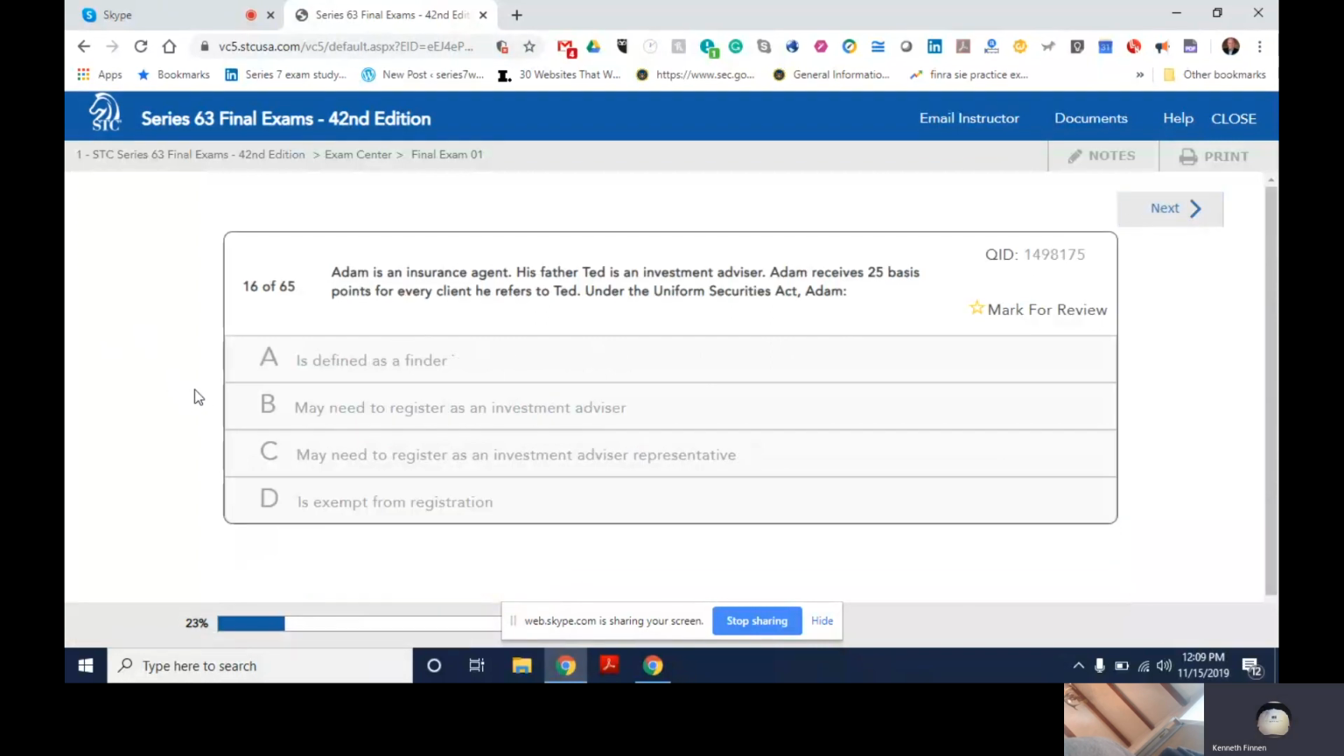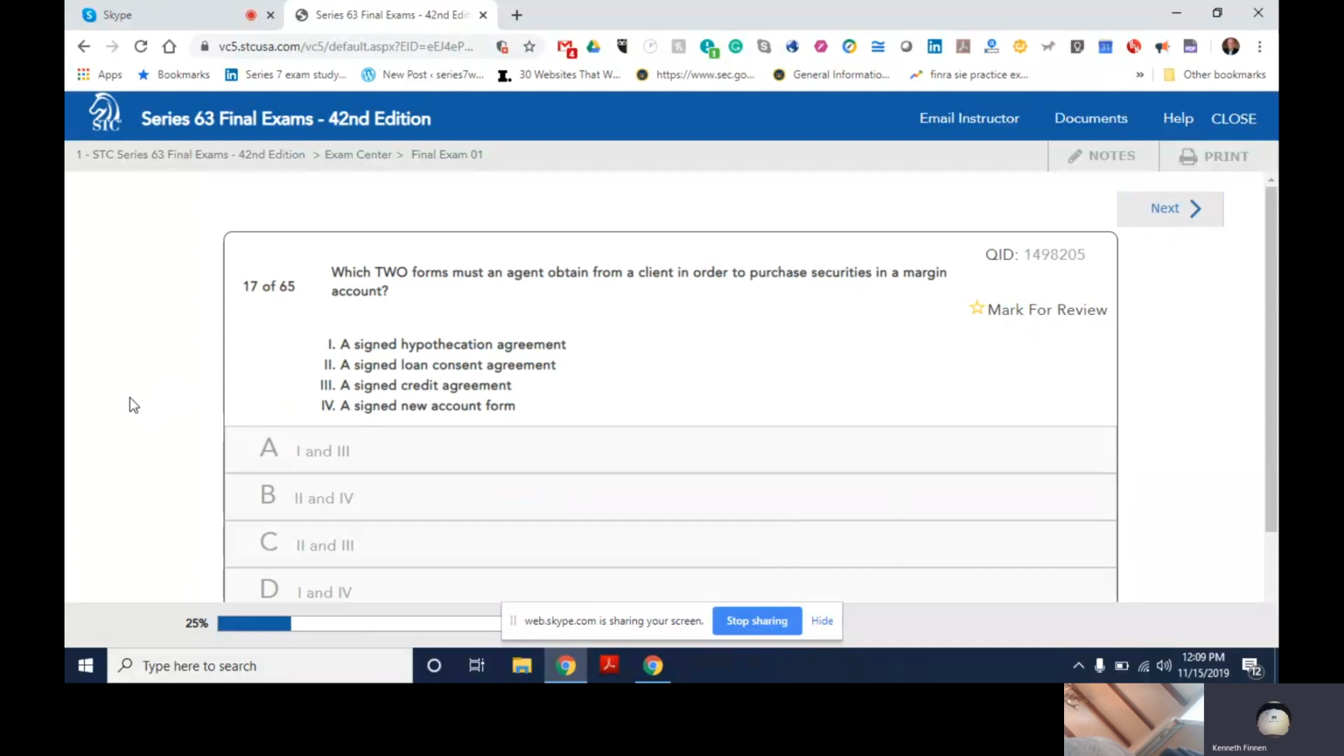Adam is an insurance agent. His father, Ted, is an IA. It really should be IAR, but it's fine. Adam receives 25 basis points for every client he refers to Ted. Under the USA, he may need to register as an investment adviser representative. We've done this already. I don't know why they asked the same question 3 times. He's not a finder, that's broker-dealers. He's not an IA because he's an individual, and he's not exempt from registration. So boom.